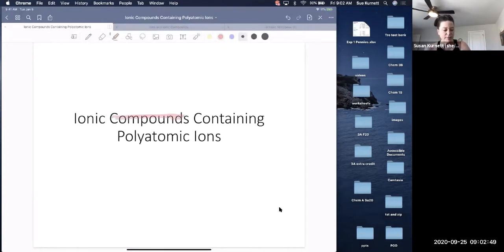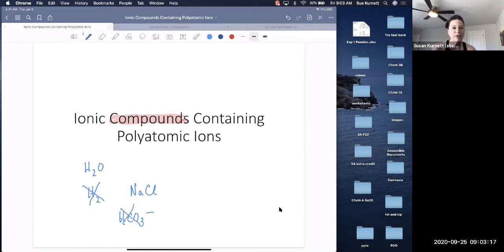I know something is a compound if there's more than one capital. So this is a compound. This is not a compound. This is a compound. This is not a compound. So it has to be more than one capital, meaning more than one element, and no charge showing. And then if both those elements are nonmetals, then that is covalent. And we're going to learn how to name those next week.